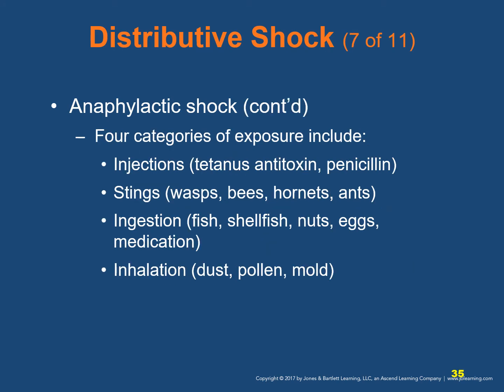Four categories of exposure include injections, such as tetanus antitoxin or penicillin; stings from wasps, bees, hornets, or ants; ingestion of food, such as fish, shellfish, nuts, eggs, or medication; and inhalation of dust, pollen, or mold.